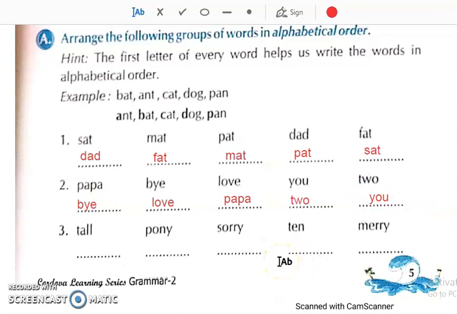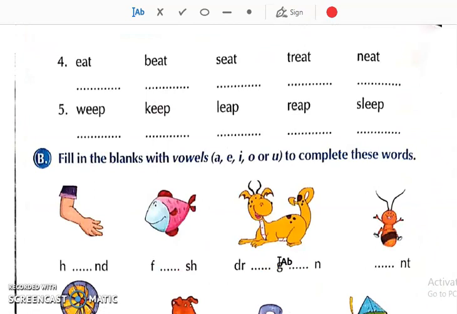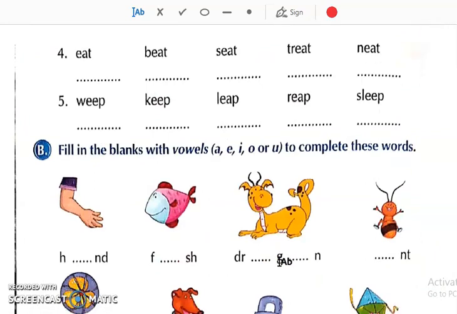Understood students? What you have to do? You have to arrange these set of words in the alphabetical order. मतलब आपको अपने mind में A to Z का order याद रखना है. So you will be easily able to arrange these words. Okay, now I have done the first two sets. 3, 4 and 5 you try by yourself. Okay, so you can know how much you have understood.